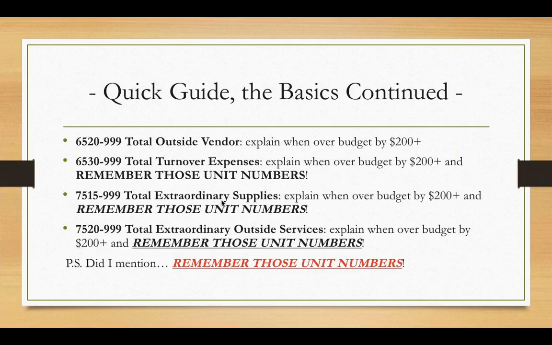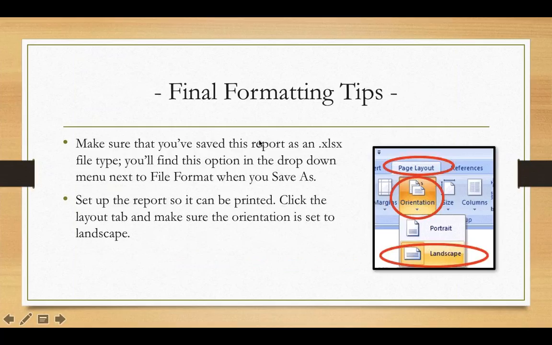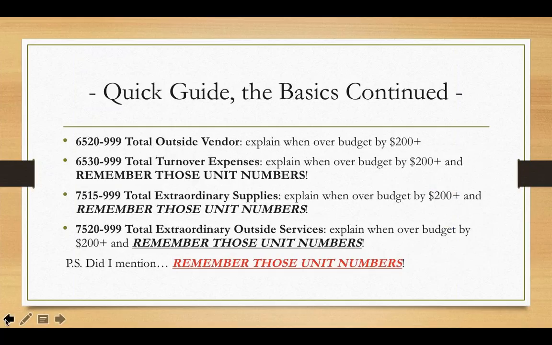But if you look here, turnover, extraordinary, and outside extraordinary supplies and extraordinary outside services, those all require unit numbers. Every single one requires a unit number. You have to apply a unit number to those if for any particular reason you went over budget. Again, the only exception to this, I feel, is if you have a renovation or remodel. And naturally, those are going to be coded to a completely different GL account anyway. So I feel like that's sort of resolving itself.